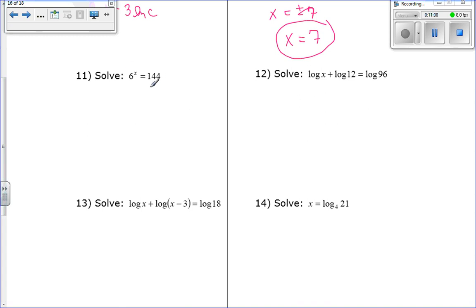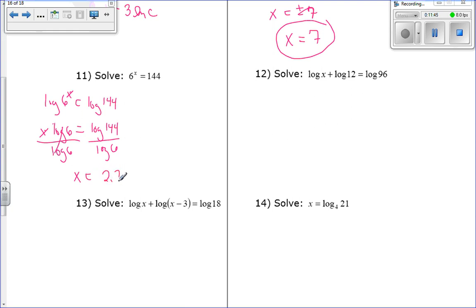For number 11, if I have an equation and I can't get the bases to be the same, like this, then I need to take the log of both sides. So it's log of 6 to the x equals the log of 144. Well, my exponent out in front, x log 6 equals the log of 144. To get the x alone, divide by the log of 6. So x equals, when I do that on the calculator, 2.77.